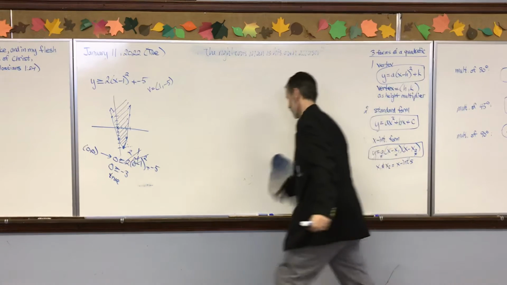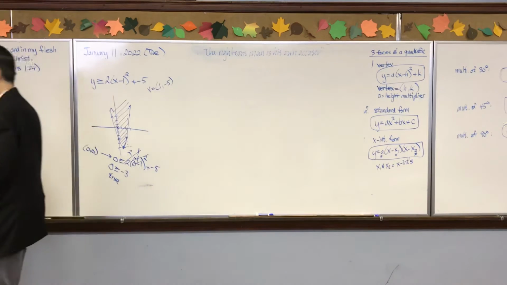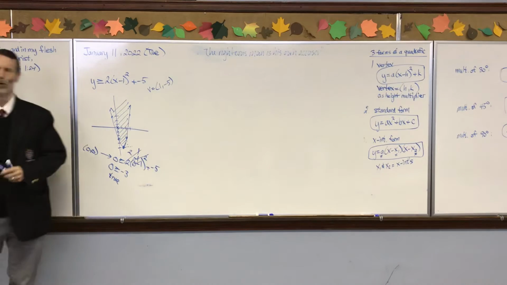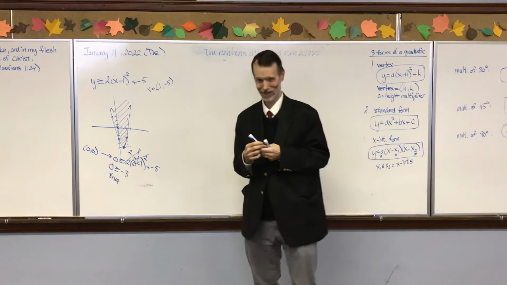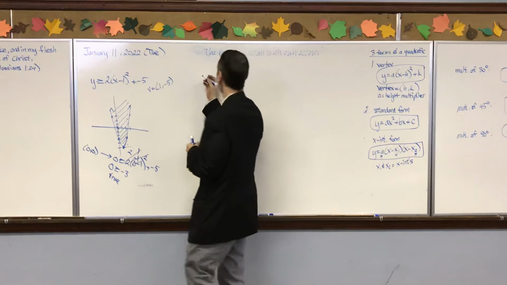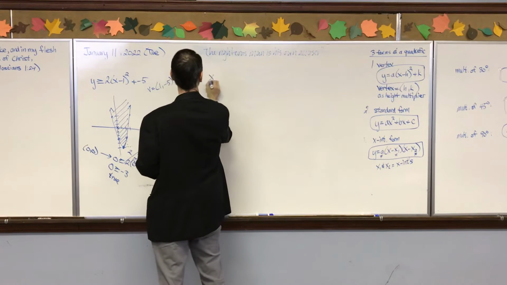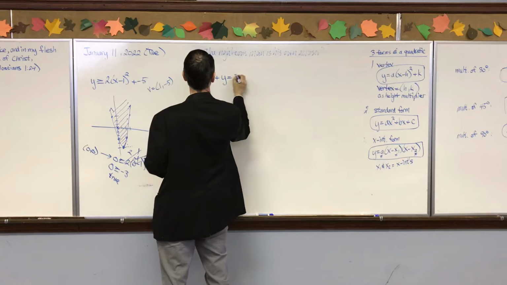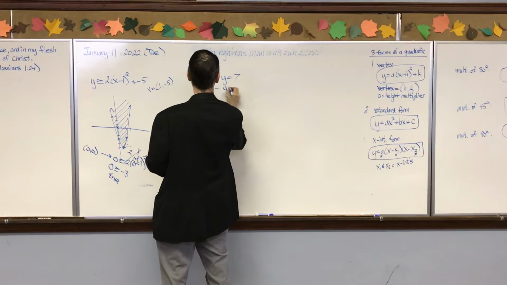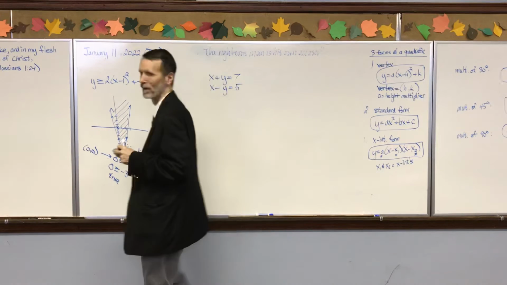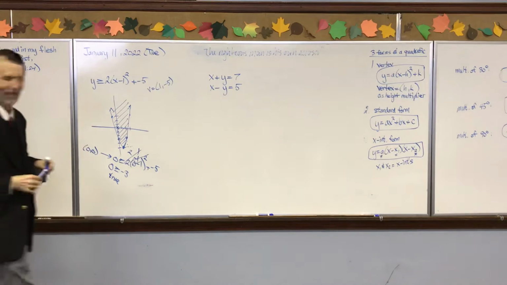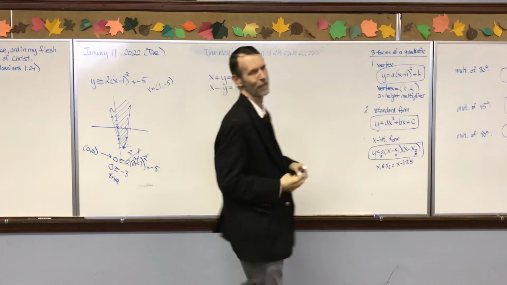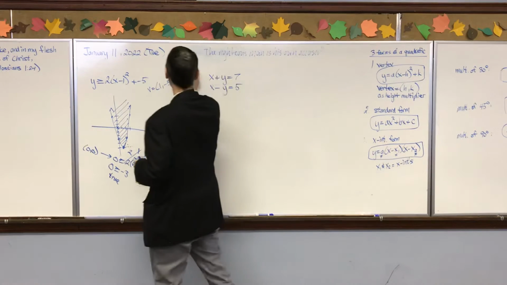Let's see if you can do this. Way back when, first year algebra. Go ahead and write that down: x plus y equals 7, x minus y equals 5. I would like you to solve.